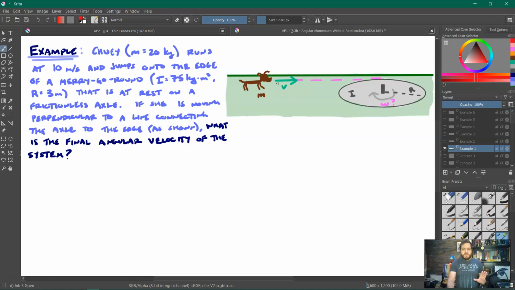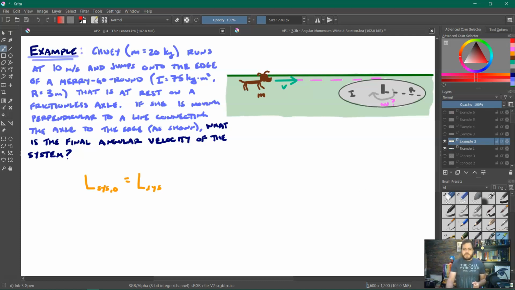And if she is moving perpendicular to a line connecting the axle to the edge as shown, so in other words, she doesn't jump onto this part towards the axle, she jumps perpendicular to the axle, what is the final angular velocity of this system? So, okay, make sure we fully understand. She's going to run, she's going to jump, land right here, and when she lands, that's going to basically cause a torque to be exerted on the merry-go-round. The merry-go-round will exert a torque back, slowing her down, and the system will start with her on it, spinning in a circle. So let's start reasoning through how exactly. Now, when I say final angular velocity, we're really looking for the magnitude here.